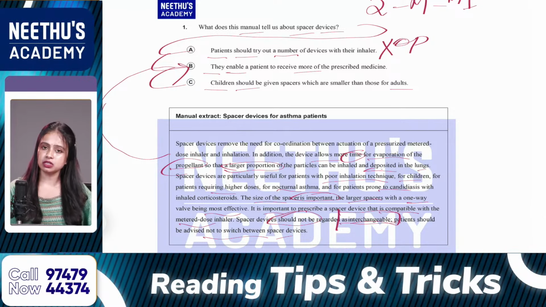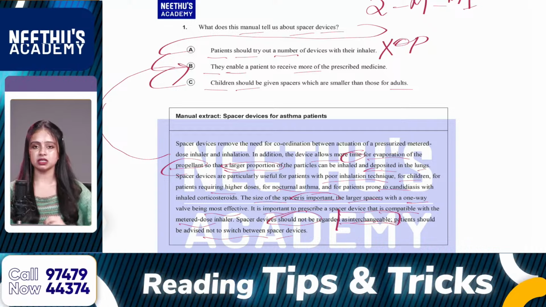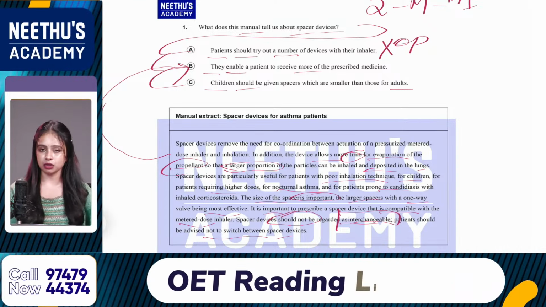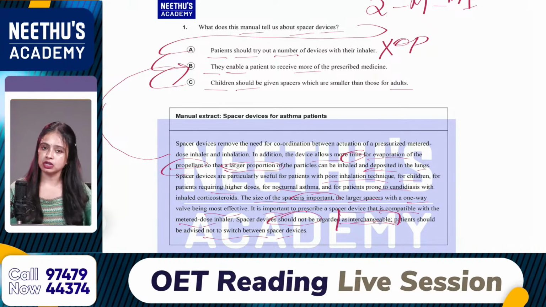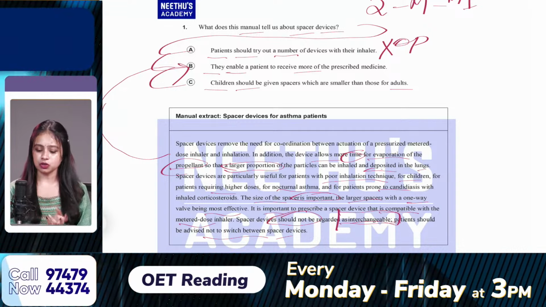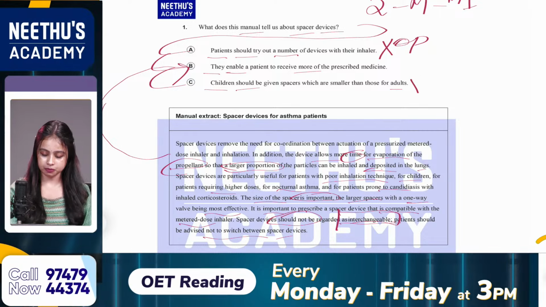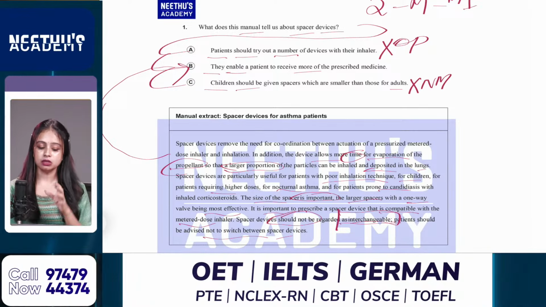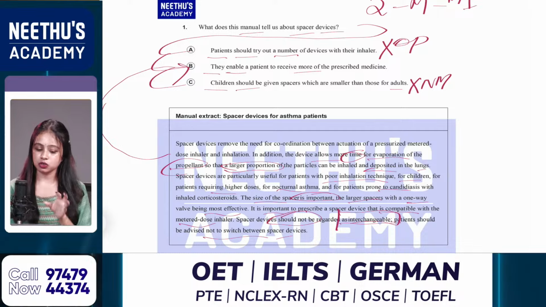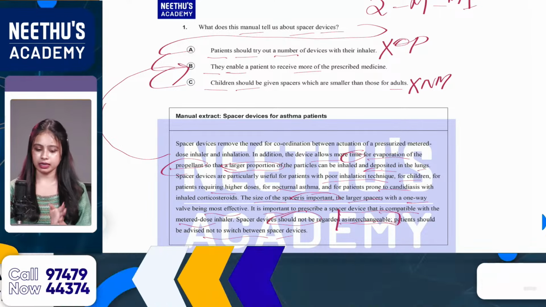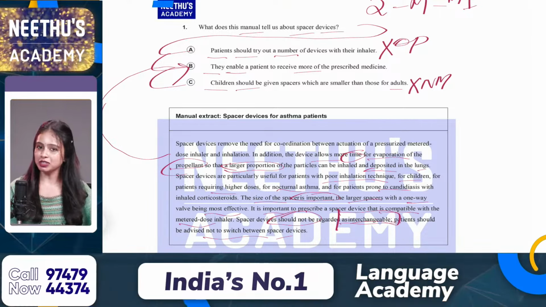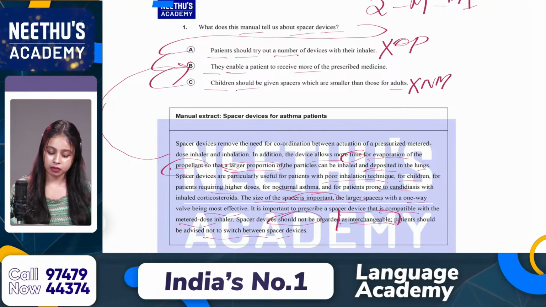And what about option C? Children should be given spacer devices which are smaller than those for adults. So where is it mentioned? Children's spacer devices should be smaller. So not mentioned anywhere in the paragraph. So through the elimination method, so this is called the elimination method. Got it? So whether you like it or not, my answer is option B.